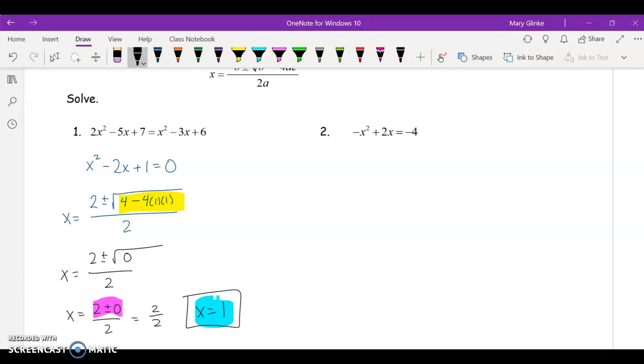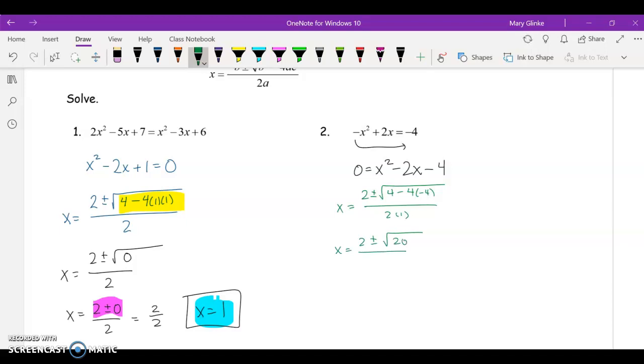So now for number 2, I'm going to go ahead and get it equal to 0. I'm noticing since my x squared term is negative, I'm actually going to move everything to the other side. So I get x squared minus 2x minus 4. So we're going to do x equals negative b plus and minus the square root of b squared minus 4ac all over 2a, and we're going to do this without our calculator. So x equals 2 plus and minus the square root. We have 4 plus 16 under the radical, which makes it a root 20. So simplifying this would give us 2 plus and minus 2 root 5 all over 2.